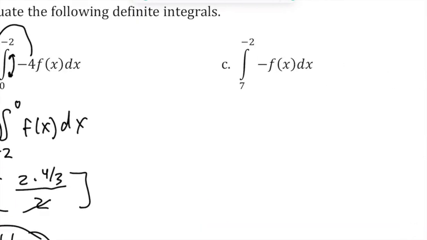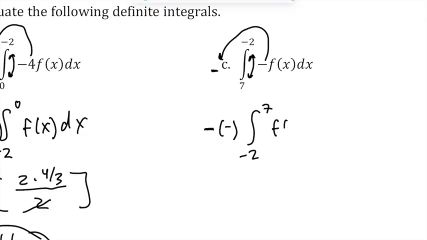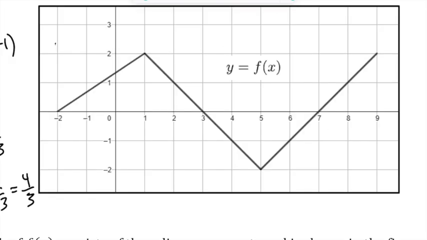Part C, this negative is going to come outside. And again, we're going to switch our boundaries. So this is going to be negative, negative, the integral from negative 2 to 7 of the function. So negative 2 to 7 is going to be this triangle. Subtract the area of this triangle.